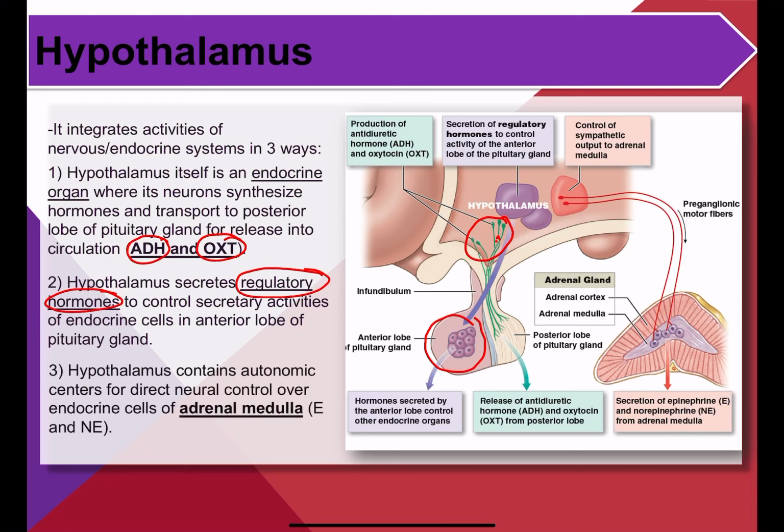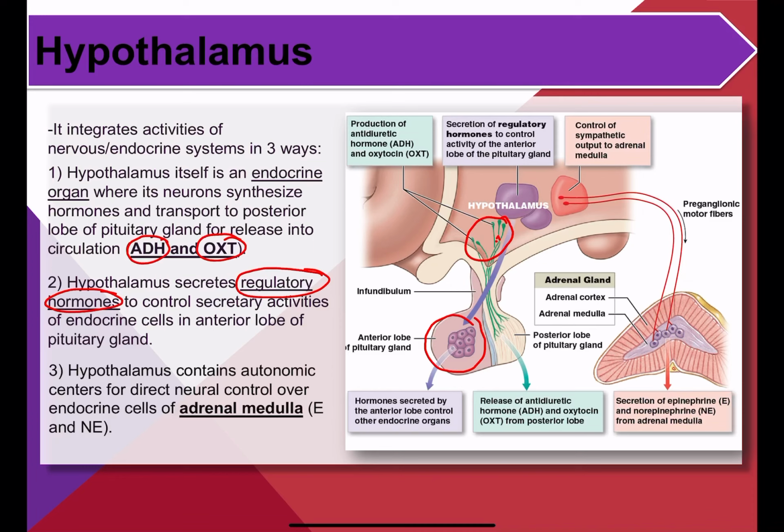And the last thing it does is that it will contain autonomic centers that direct neural control over the endocrine cells of the adrenal medulla. Okay, remember we talked about this in chapter 16 when we wrapped up the semester of 2401. Like I said, that's why I wrapped up chapter 16 as our last chapter, because I will continuously refer back to it in AMP2.